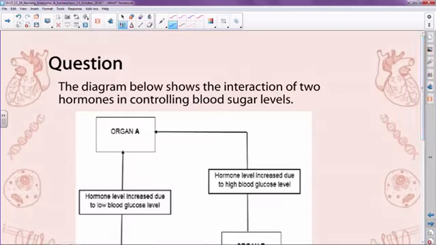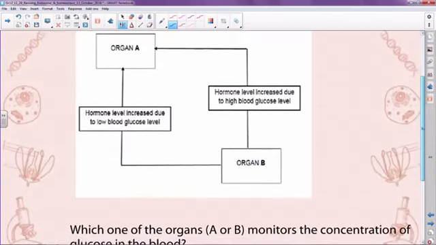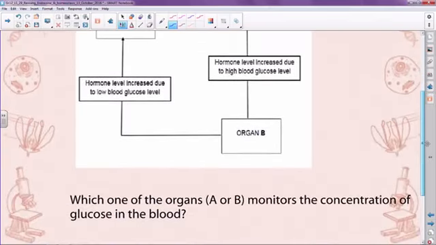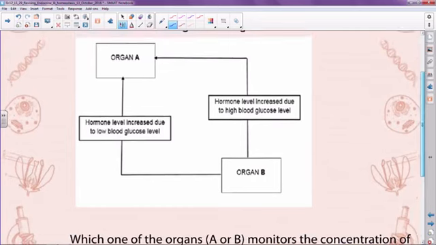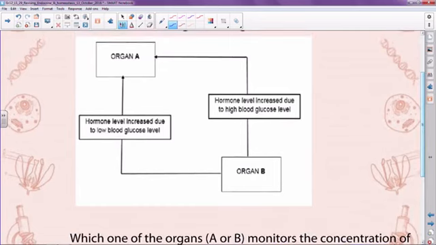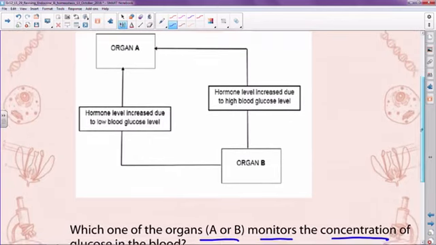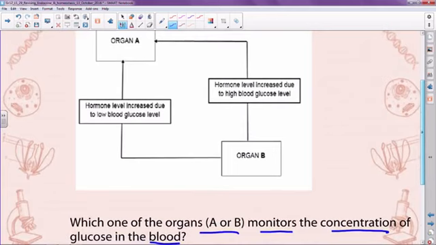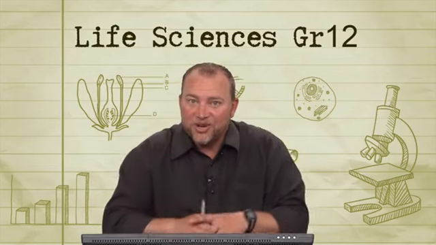Sticking with the same question, this whole thing, as I said, has just got questions in it all the time. So here we go. Which one of the organs, A or B, monitors the concentration of glucose in the blood? In the blood. Which one, A or B? Which one of the organs monitors how much glucose is in the blood? One minute. Are you ready? Off you go.